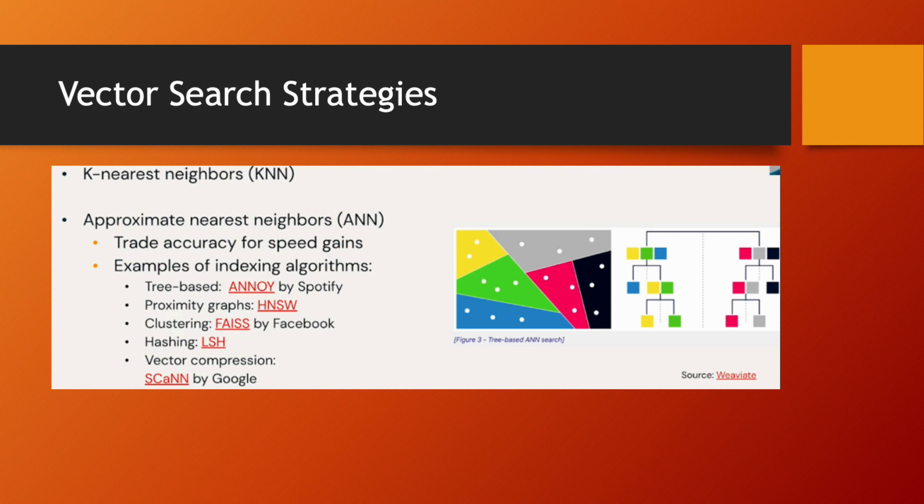So what are the different vector search strategies? There are two primary ones. First is k-nearest neighbor, and the second is approximate nearest neighbors. In approximate nearest neighbors, there are quite a few examples, and it trades accuracy for speed gains. Examples of indexing algorithms would be tree-based, for example, Annoy by Spotify; proximity graphs, HNSW, and I think it stands for hierarchical navigable small worlds; then clustering, that is FAISS by Facebook; hashing, LSH; and vector compression, ScaNN by Google.